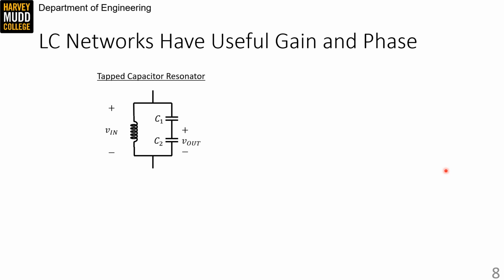We're going to start analyzing this by looking at some interesting LC networks. The network pictured on this slide is called a tapped capacitor network. The input impedance of this network is given by the parallel combination of the inductor impedance and the two series capacitor impedances. Because we're assuming there's no resistance in this network, we get a funny looking second order system for this impedance.